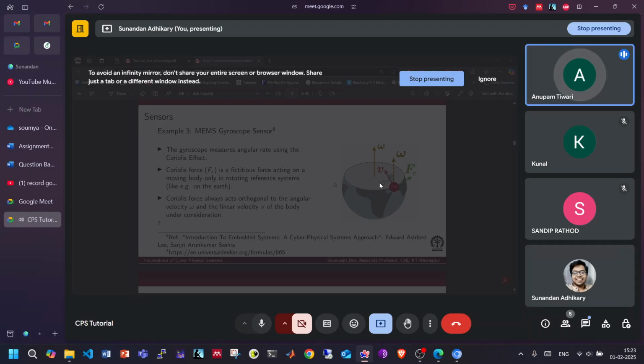It is just like a centrifugal force. Whenever Earth is moving or rotating along a certain axis, the force which is applied on the atmosphere is what we call the Coriolis force. Basically, you are talking about Earth's atmosphere.